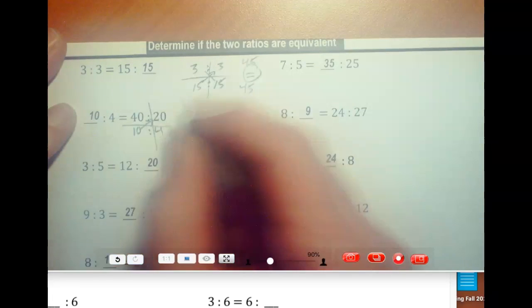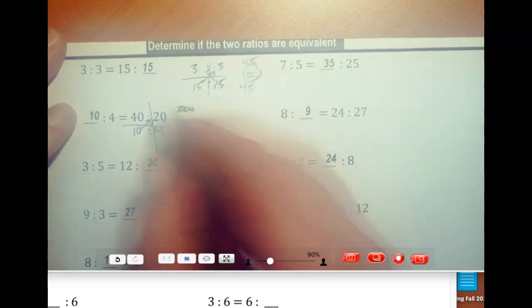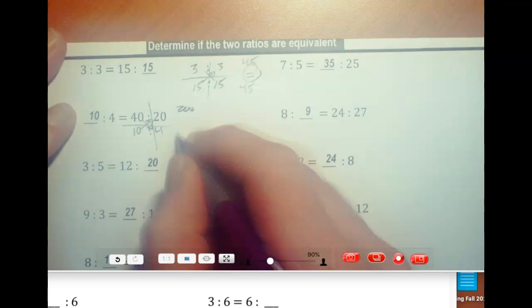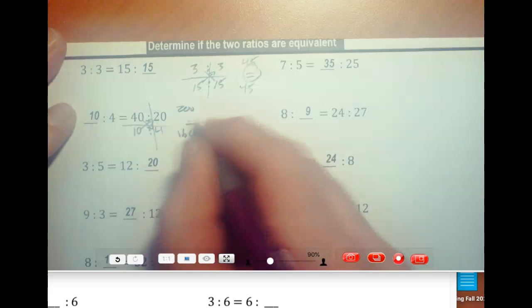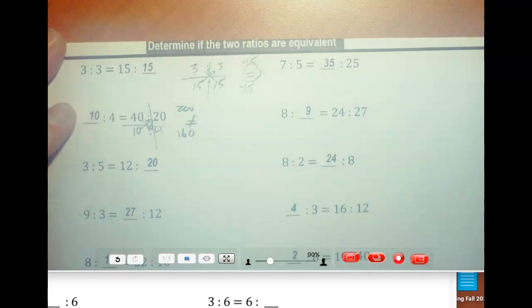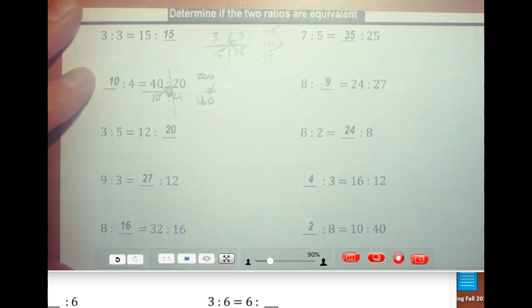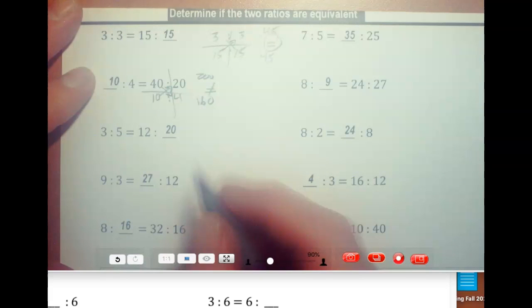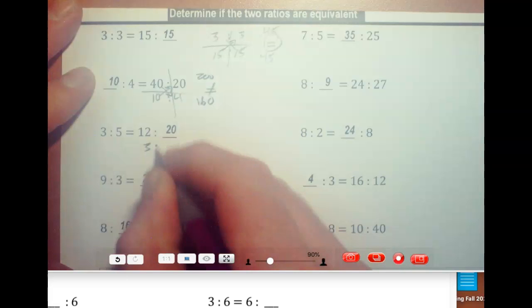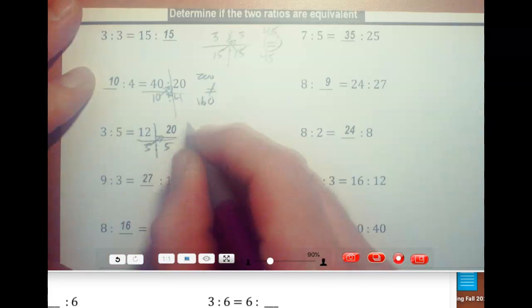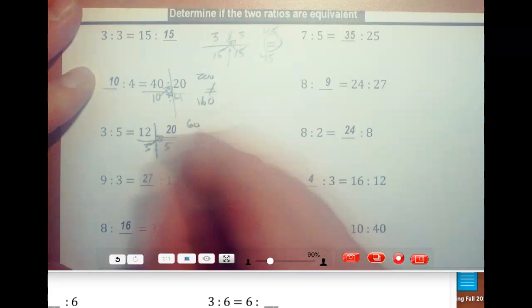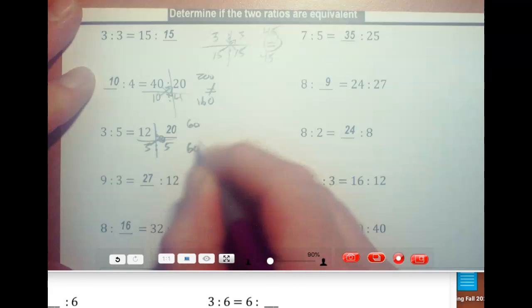10 times 20 is 200. You can certainly use a calculator too. 4 times 40 is 160. So these ones here are not equal. Okay, let's try another one here. 12 to 20, so we'll just write 3 to 5 down the bottom. Box it off. 3 times 20 is 60. 12 times 5 is 60. These guys are equal.